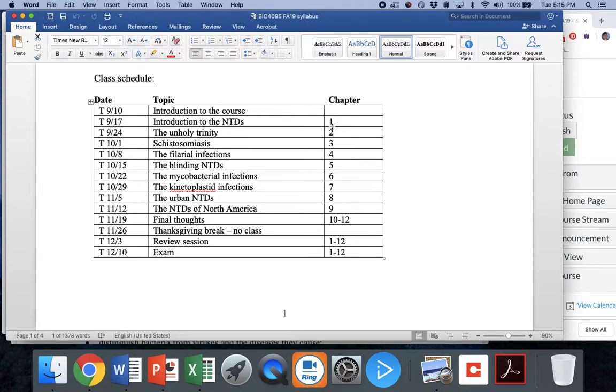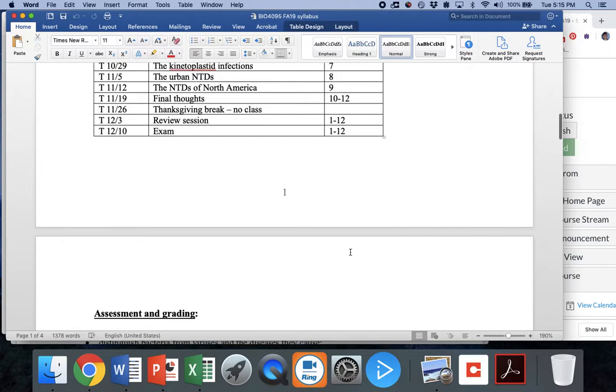Now, chapters 1 through 9 we'll handle individually. Chapters 10 through 12 really don't need to be discussed individually. We can lump them together. A bunch of final thoughts from the author. And so the downside to that is you've got to read 3 chapters for that particular week. Thanksgiving break, we'll go ahead and take a break and not meet that week. When we get back from Thanksgiving break, December 3rd, we'll have a review session. You can ask me anything you want from chapters 1 through 12. And in the final week, the last Tuesday of classes, you'll take your open book exam worth 100 points.